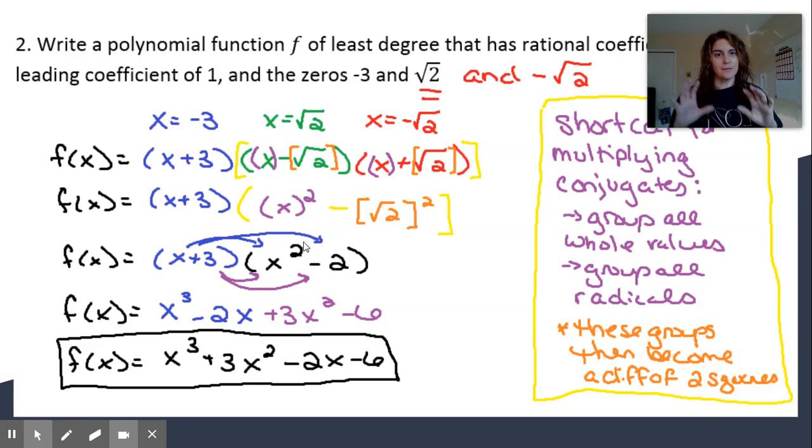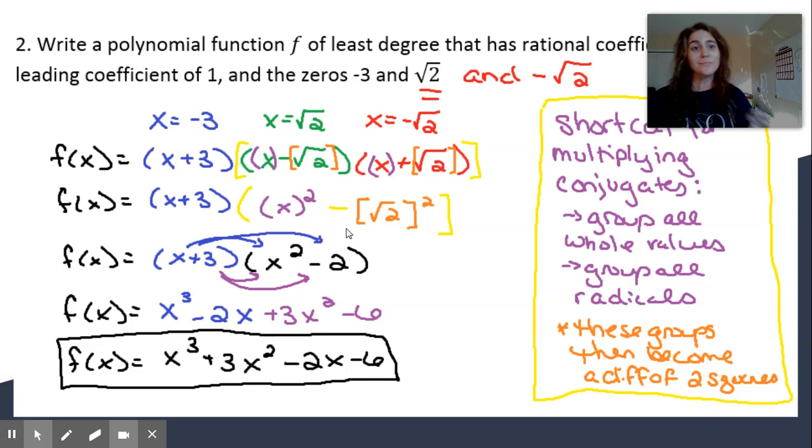You're going to group together all whole values. So in this case, x is considered a whole value. So I group them together and square it because there's 2 of them. Then I group together any radicals. So the square root of 2, square root of 2, grouped, it's squared because there's 2 of them. And you use a minus sign because you had a positive and a negative. Positive times negative comes out to be a negative value.